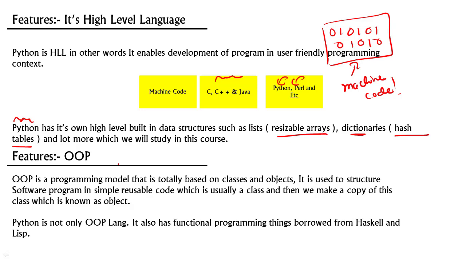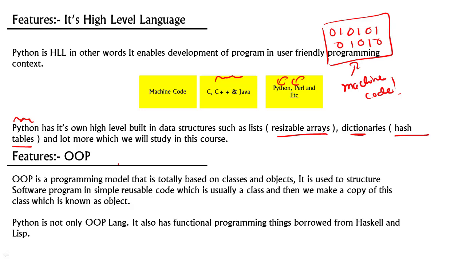So in Python you have high level built-in data structures such as lists, dictionaries, and hash tables, and we'll elaborate. There is a 2 hour lecture on each of the topics to learn more about this. Next, the next feature of Python is that it is an object-oriented programming language.